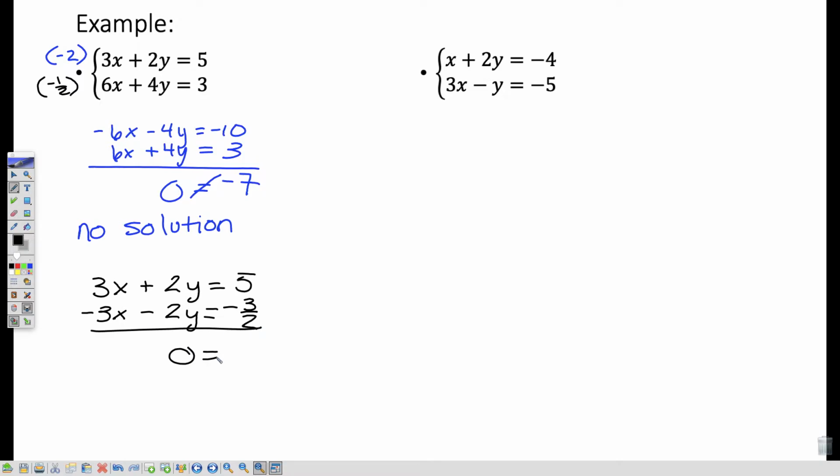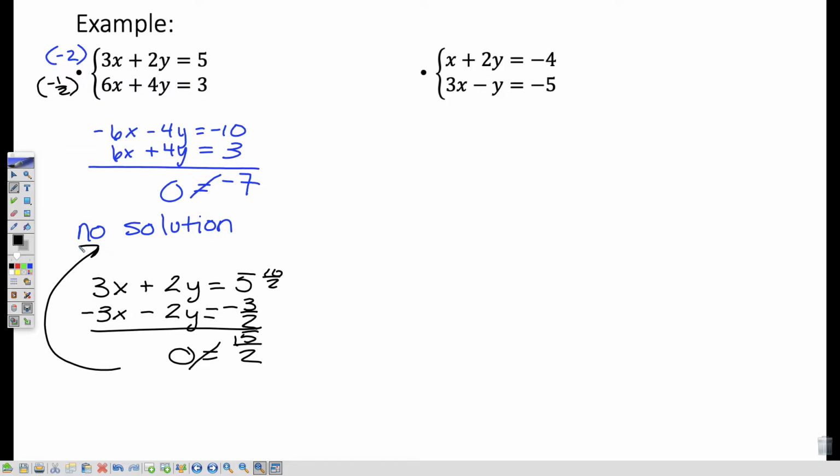And this is, what's 5? So it'd be 15 over 2. Does 0 equal 15 over 2? No. So you still get what? No solution. No solution. I like that.